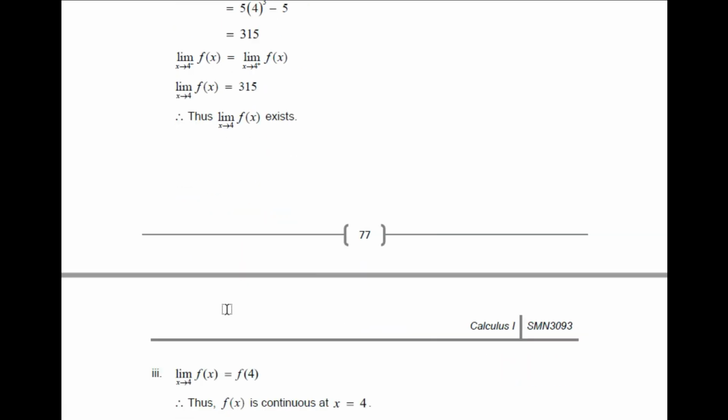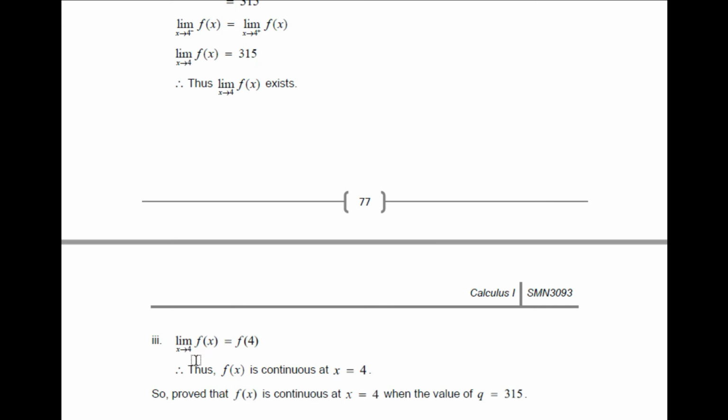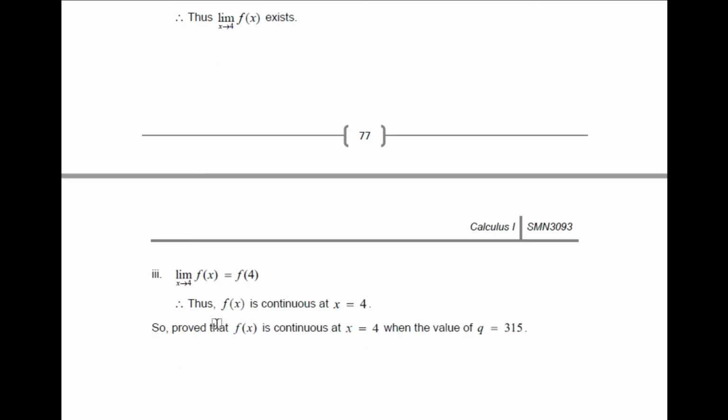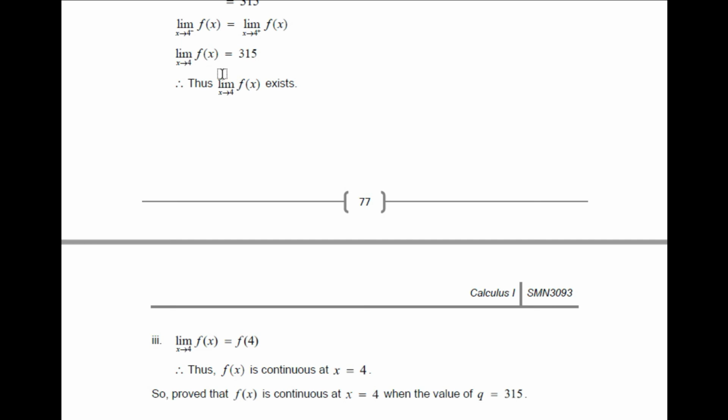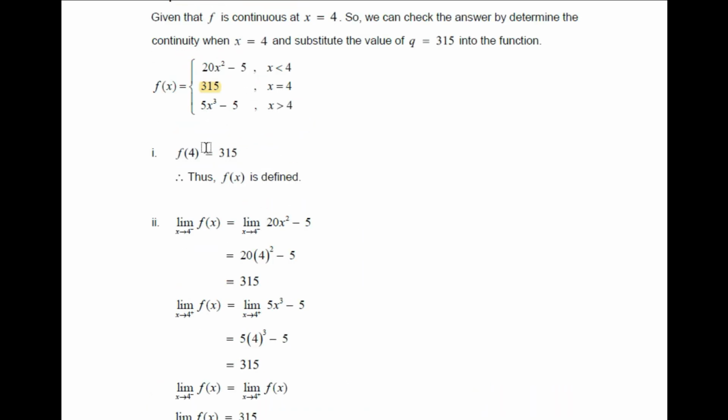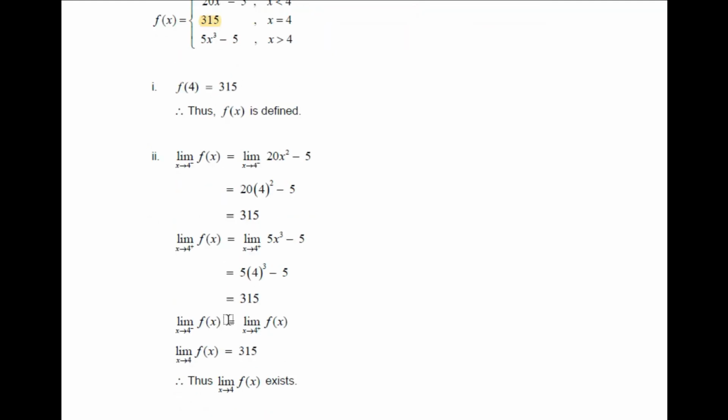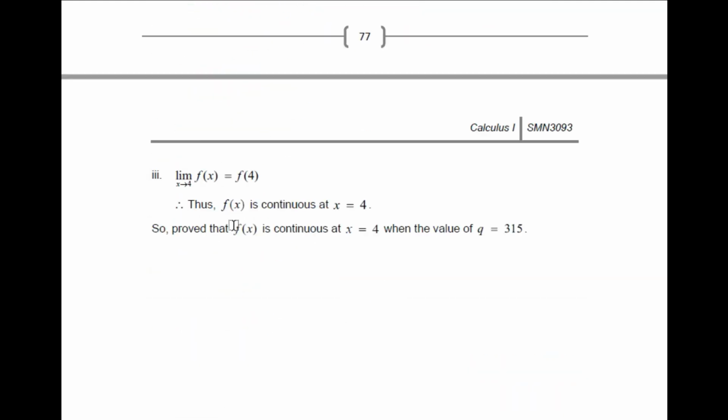The last condition is the limit of f(x) as x approaches a is equal to f(a). So for this question, we know that the limit of f(x) as x approaches 4 is equal to f(a), which is 315. So we can say that f is continuous at x equal to 4. So this proves that f(x) is continuous at x equal to 4 when the value of q is equal to 315.